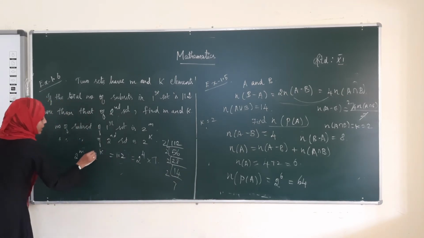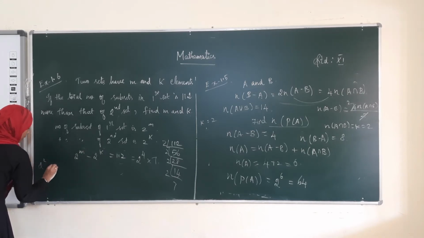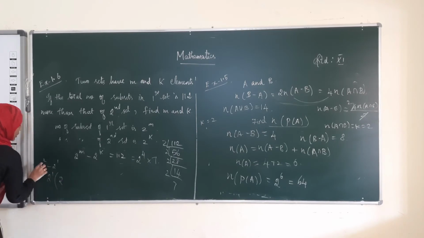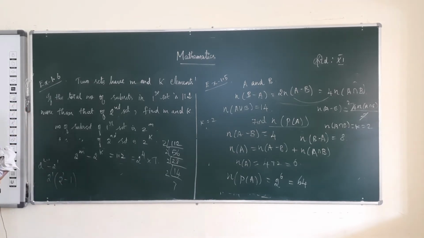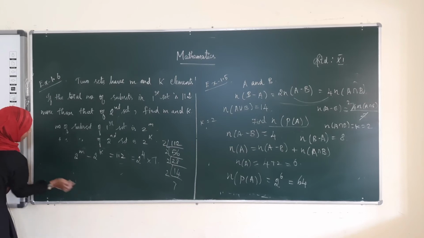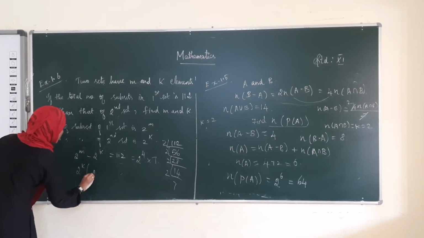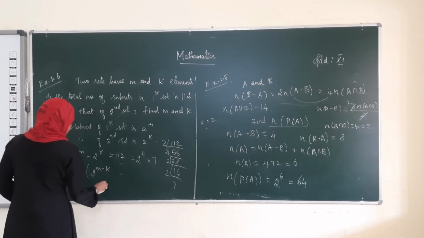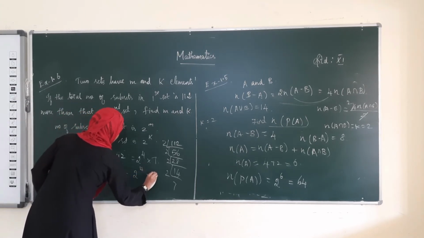See here, this is the smaller number, this is the greater number. 2 square minus 2 power 1 means we can take 2 power 1 outside, and here we will get 2 power 2 minus 1 minus 1 alone. Similarly, we are going to take this 2 power K outside. 2 power K outside means 2 power M minus K minus 1 equal to 2 power 4 into 7.